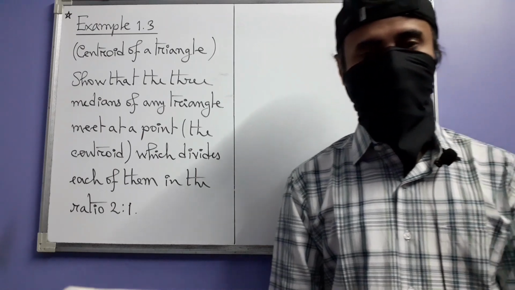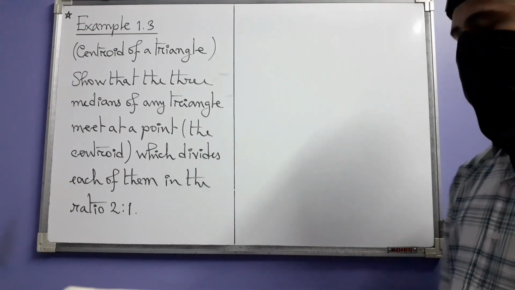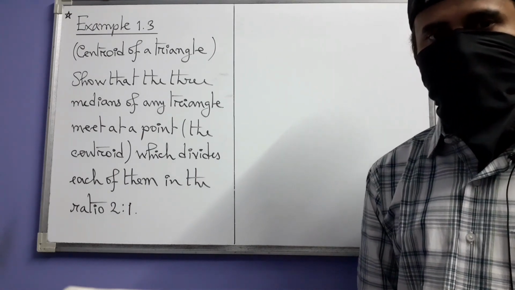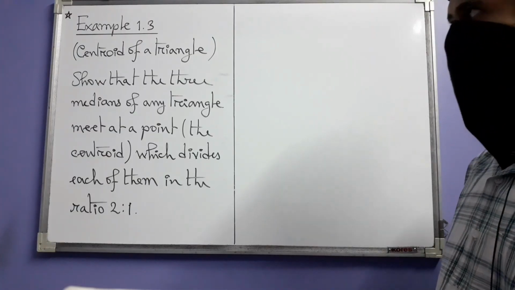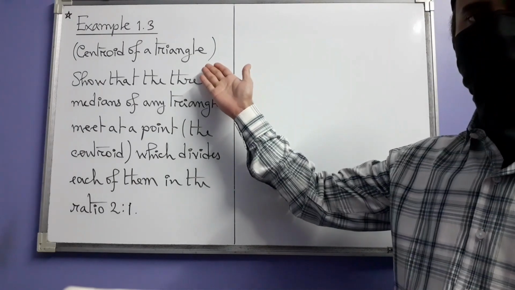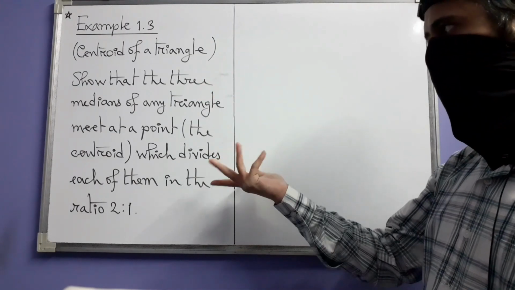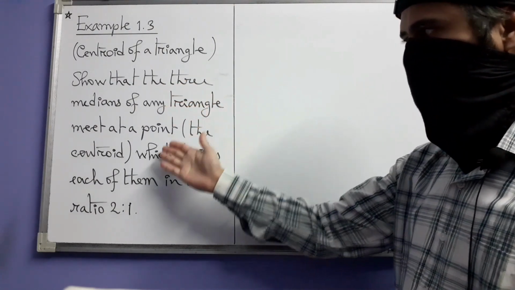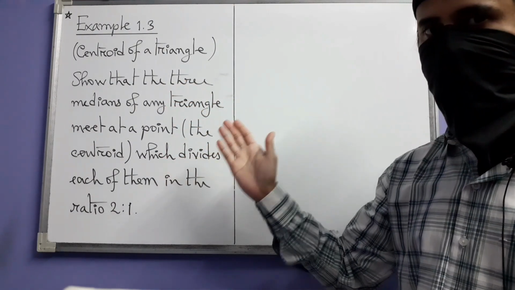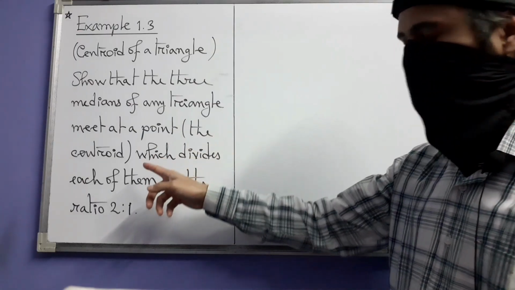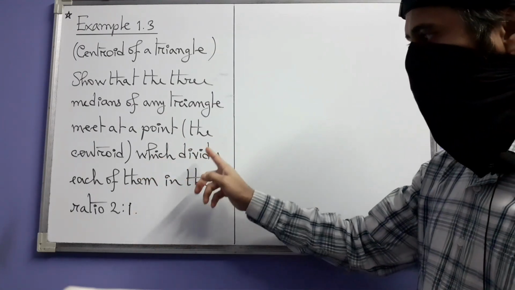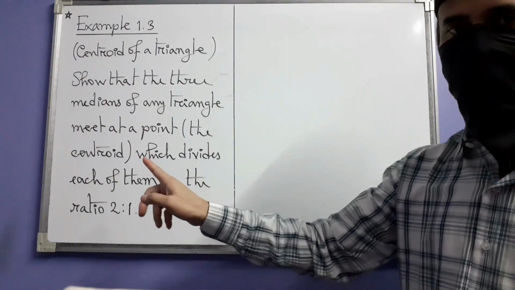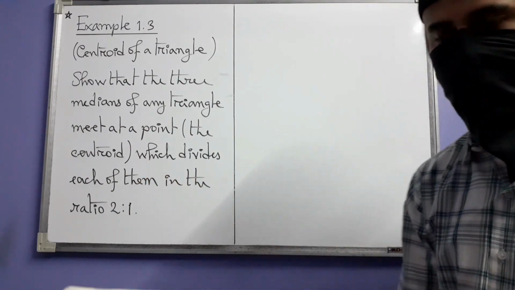Next we have example 1-3, which is about a geometric statement that you already know from Euclidean geometry. It's about the centroid of a triangle. And the claim is just this: show that the three medians of any triangle meet at a common point known as the centroid of the triangle, which divides each one of them in the ratio 2:1.